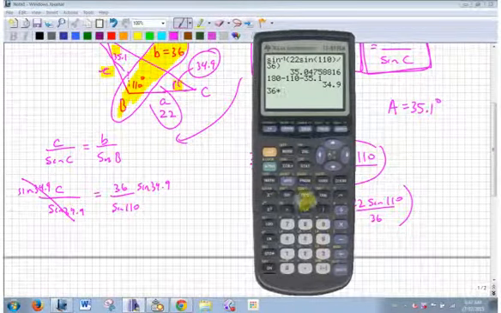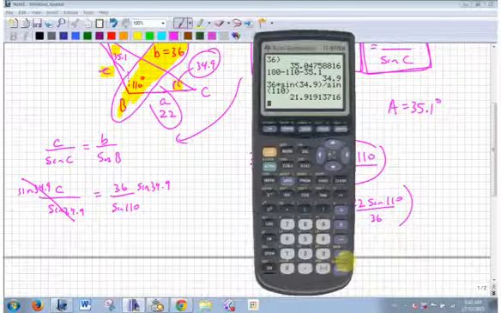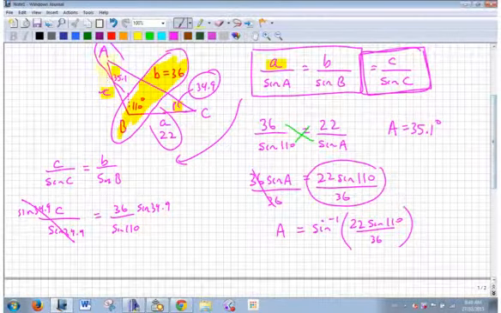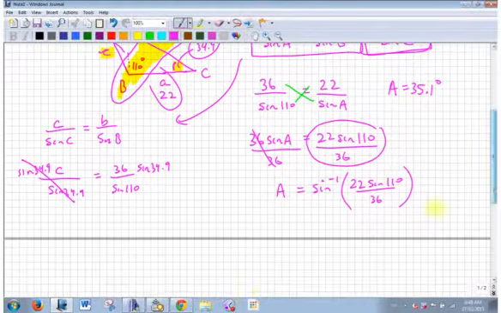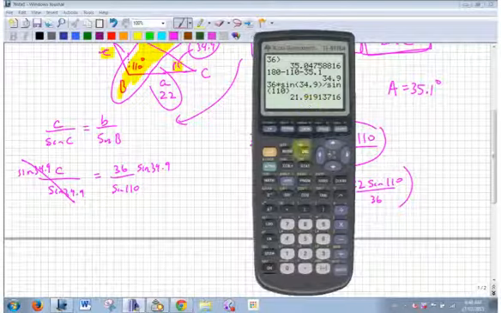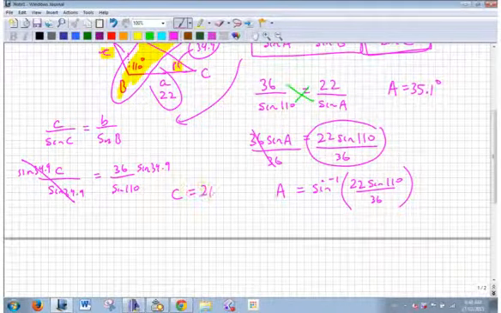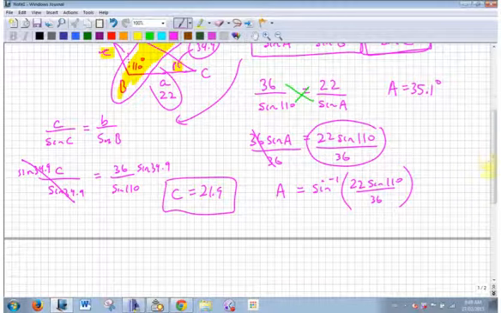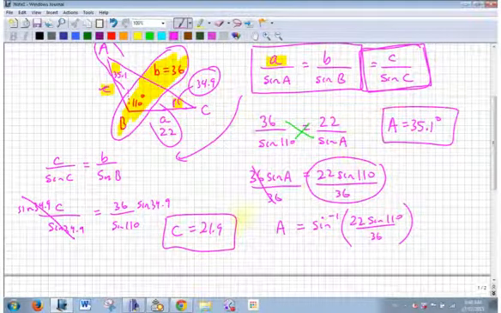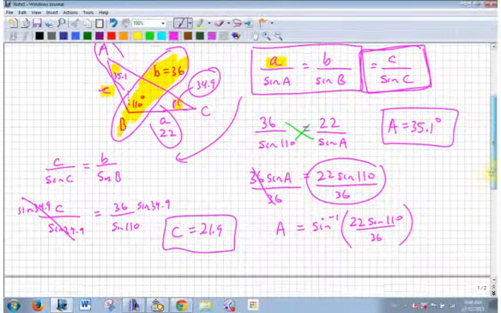36 times sine 34.9. Make sure you close the bracket, Sarah. Divided by sine of 110. Does it look reasonable? That's 22. Okay, sure. That's about almost the same length, isn't it? So 21.9 is C. Everything solved. Got that, and got angle C wherever it was. I think I erased it.